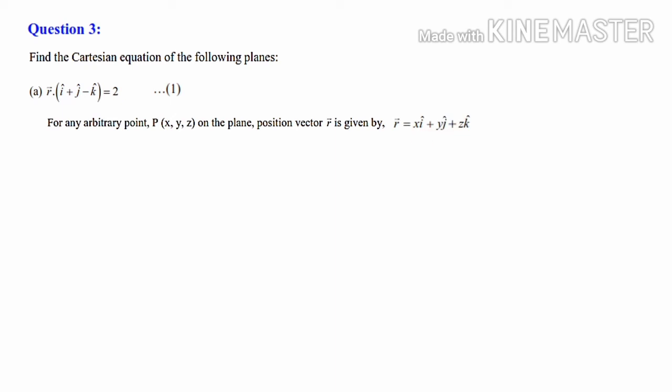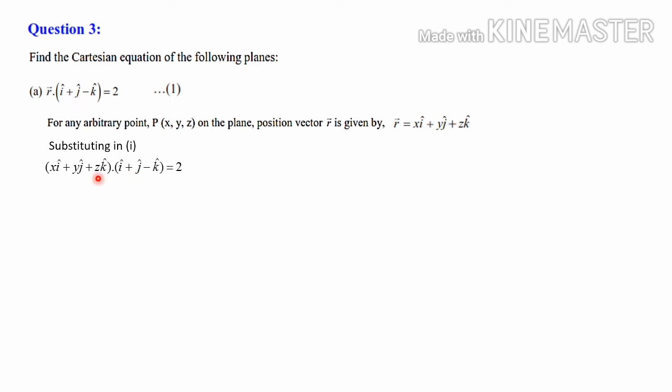So what we are going to do is just substitute xi plus yj plus zk for vector r, then go for the dot product. You will get the Cartesian equation. That is the easy way. So substituting in equation number 1, this vector r is replaced by xi plus yj plus zk dot, the balance is the same, i cap plus j cap minus k cap is equal to 2.